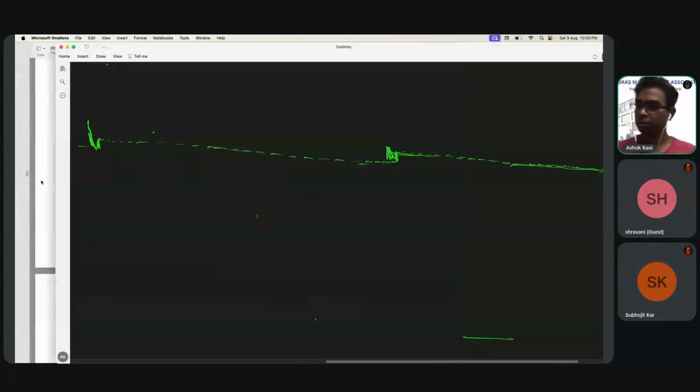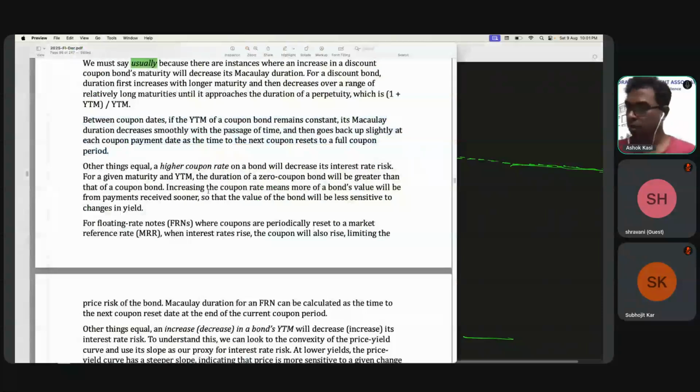Then the next one, just read this part now. This I think we have done in those 5 points. Yes, sir, we've done this.